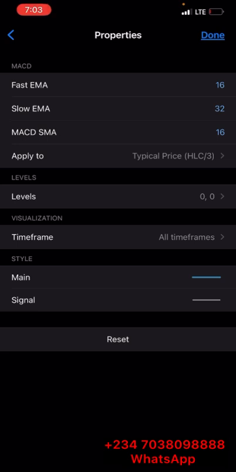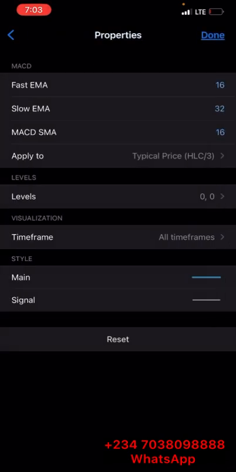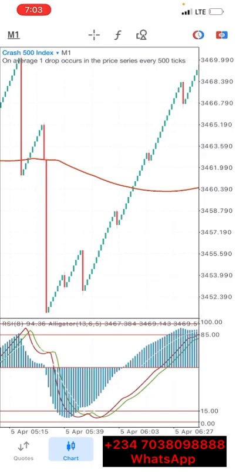MACD SMA is 16, applied to typical price. Then the levels here we have 0 and 0. Then the main is blue, signal is white. We don't want it to be shown, to be seen on the chart so that it will not confuse us with the alligator indicators. Okay, so we click on done, and that's your strategy.